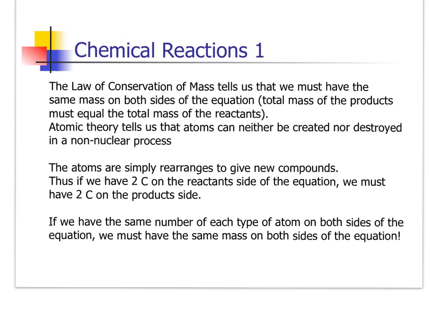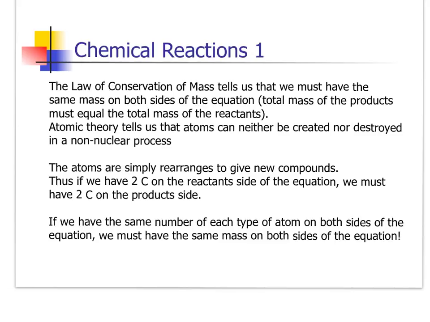Now, one of the basic understandings, one of the basic laws of chemical reactions, is based on the law of conservation of mass, given to us by the father of chemistry, Antoine Lavoisier. Basically what comes from that is that we must have the same mass on both sides of the equation. The total mass of the products must equal the total mass of the reactants. Now, we also know that atoms cannot be created or destroyed in a non-nuclear process.